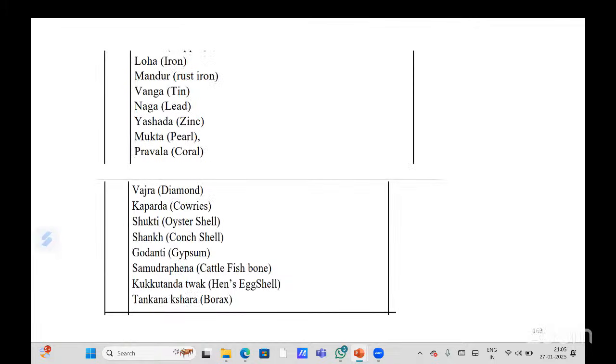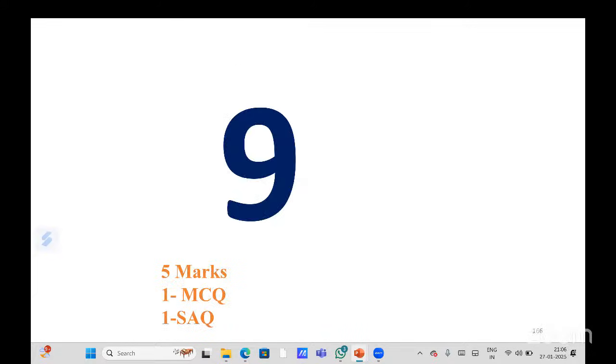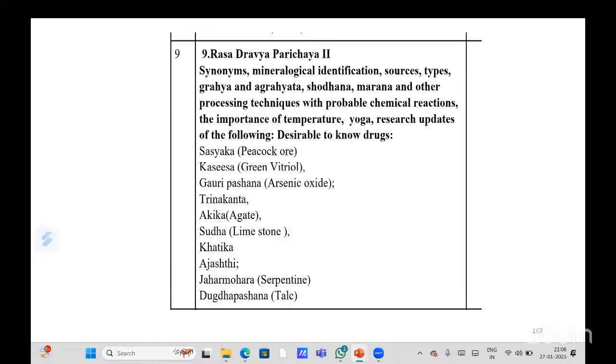Okay, in a similar way, this syllabus point carries 5 marks. Here they may ask one SAQ, one MCQ. Okay, so in this we have Sasyaka, Kasisa, Gauri Pashana, Trikantaka, Akika, Sudha, Katika, Ajasti, Jahormo, and Dugdha Pashana. Okay, here Shodhana and Marana concepts are must know.